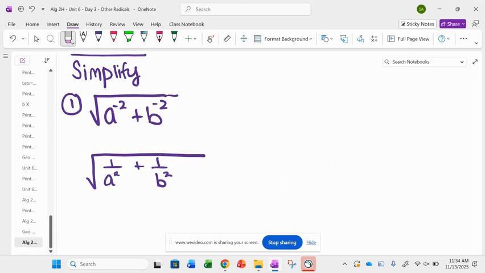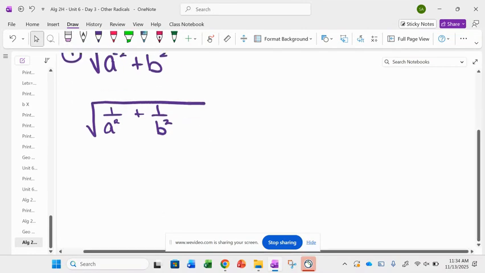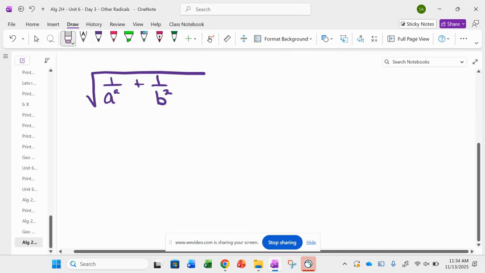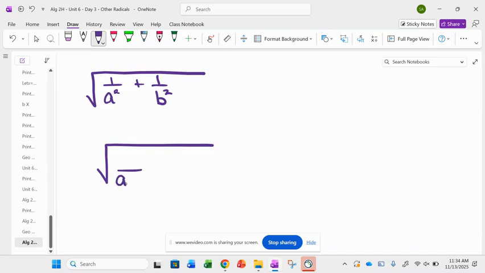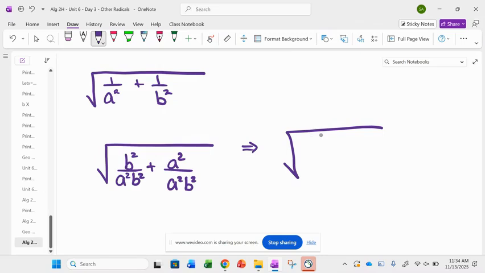So we have to just keep working with the problem until I get it under one radical, under one fraction. So I'm going to make a common denominator. What is the common denominator here? A squared b squared. So I have a squared b squared and b squared up here plus a squared over a squared b squared. Now that I've made that common denominator, now I can turn this into one fraction. So I'm heading in the right direction. So we are b squared plus a squared over a squared b squared.